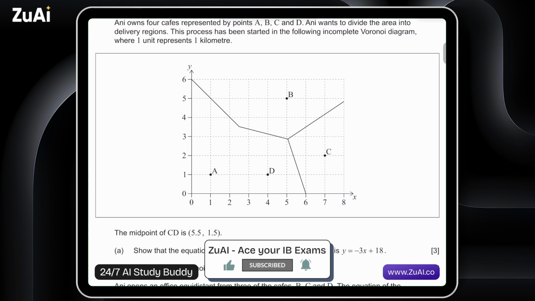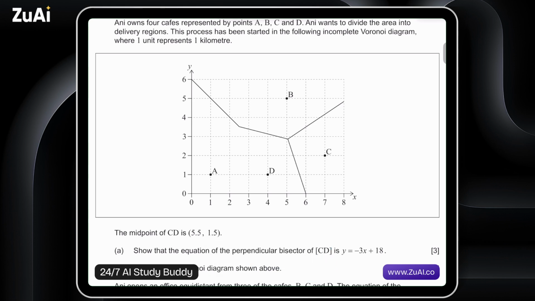Show that the equation of the perpendicular bisector of CD is y equals negative 3x plus 18. So let's go ahead and draw a line between, I'll use a different color, the line between C and D. We want to find the perpendicular bisector. Perpendicular means, of course, that it's going to intersect at a right angle. We know one point on this line already is 5.5 and 1.5.